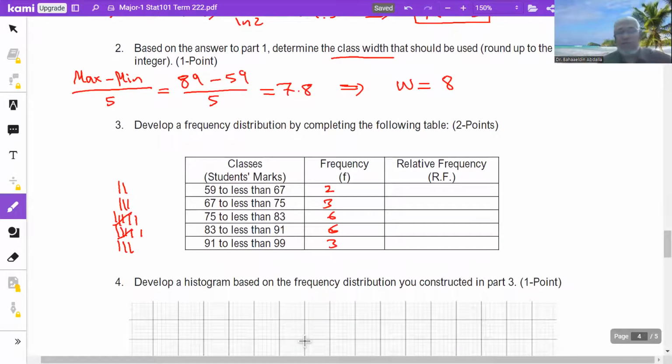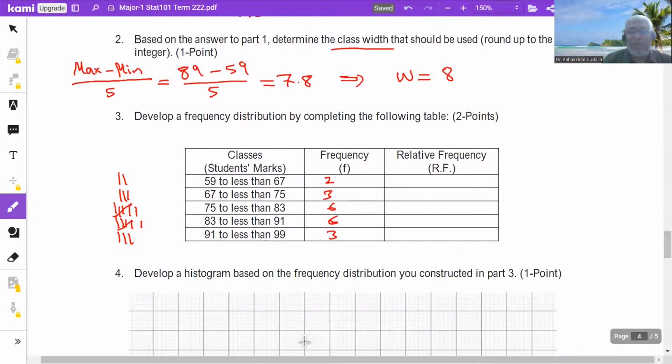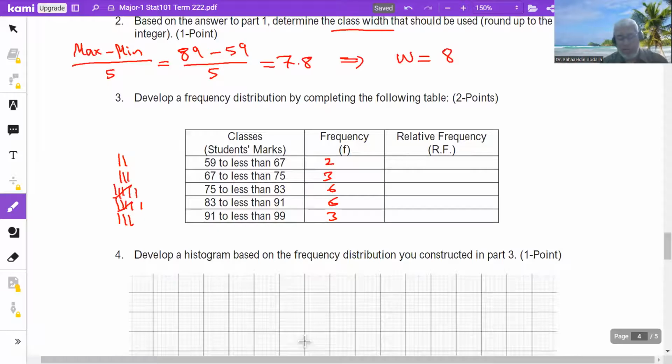The relative frequency, I need to divide by the total number, which is 20. So 2 divided by 20 is just, use the calculator, it's 0.1. 3 divided by 20, 0.15. 6 divided by 20, 0.3. And this is 0.3 and 0.15. Again, if you add all the frequencies, you should get 20. If you add all the relative frequencies, you should get 1.